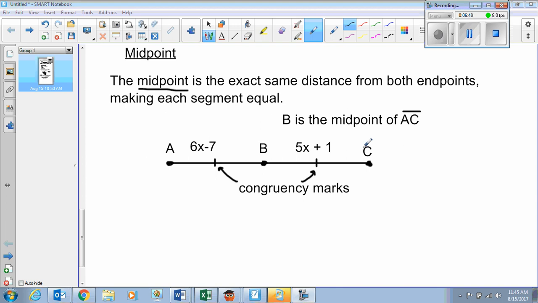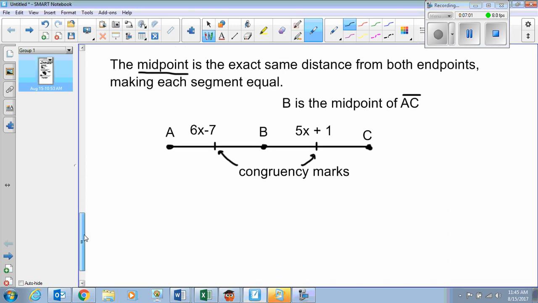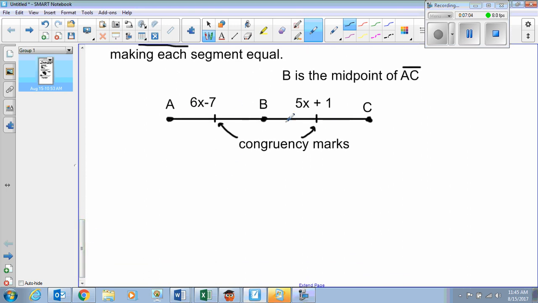So now, using the segment addition postulate, we know that AB plus BC equals AC, but I don't know the length of AC. But I do know two things that equal each other here. In this particular situation, AB is equal to BC. I know that because of the congruency marks. So I put my equal sign and I set up my equation. All equations must have an equal sign if we're going to solve for x. And I know that AB equals BC, so I can substitute those values for AB and BC.